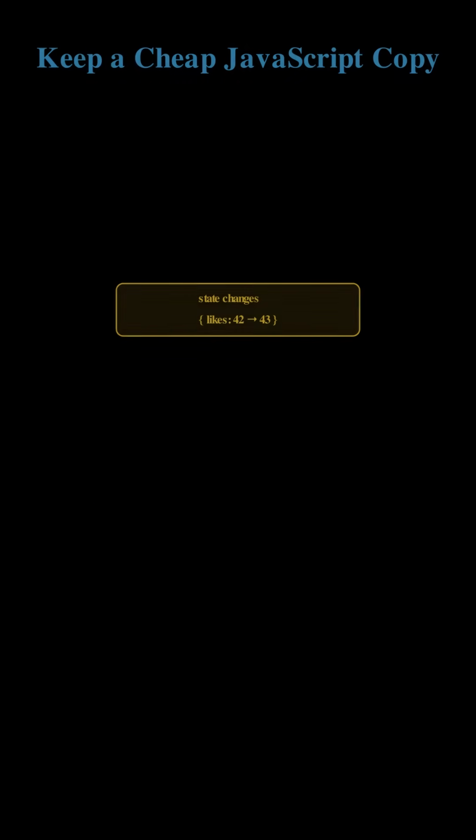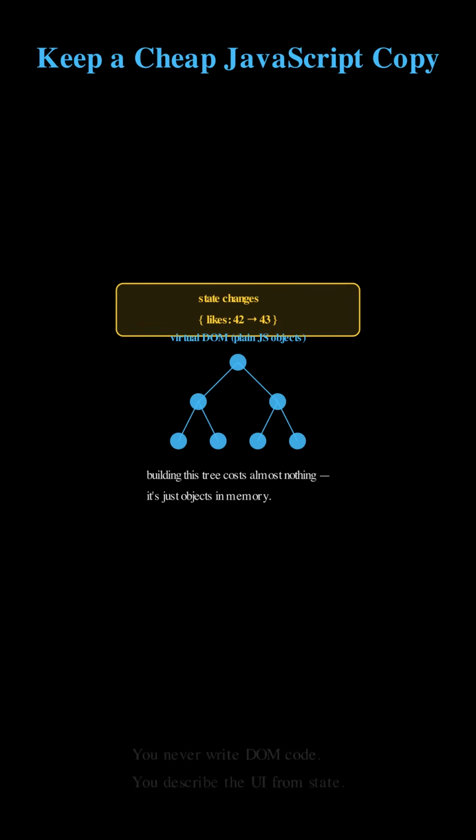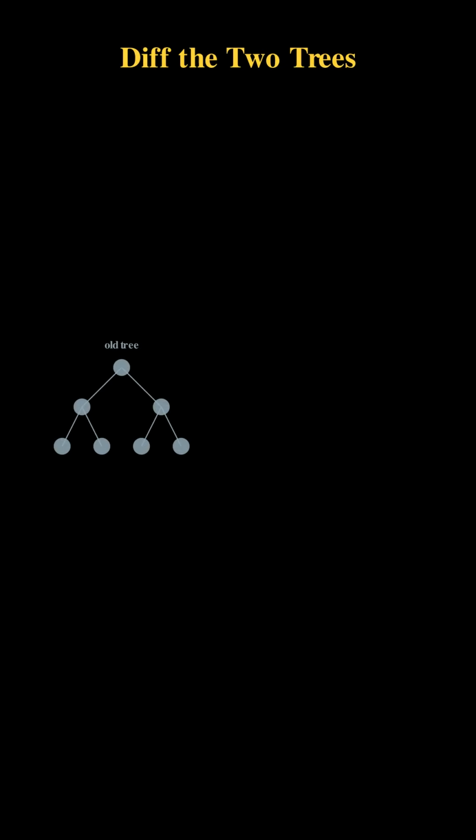React's move: keep a cheap JavaScript copy of that tree, the virtual DOM. It's just plain objects in memory, so building it costs almost nothing. When state changes, like likes go from 42 to 43, you don't write DOM code at all. You describe the UI from state, and React builds a brand new virtual tree. Then the second lie, diffing.